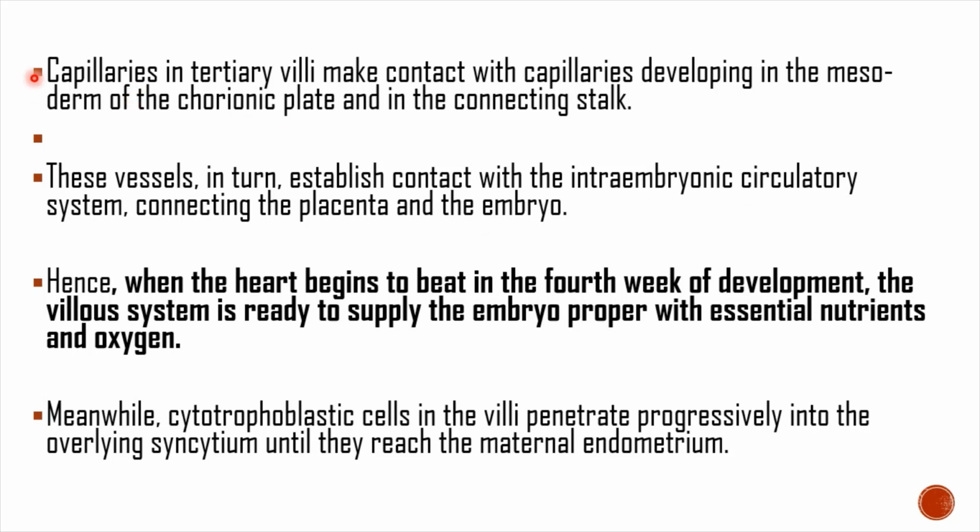Okay. So now this is the literature. Capillaries in the tertiary villi make contact with capillaries developing in the mesoderm of the chorionic plate and in the connective stalk. These vessels in turn establish contact with the intraembryonic circulation system, connecting the placenta and the embryo. Hence, when the heart starts to beat in the 4th week of development, the villus system is ready to supply the embryo proper with essential nutrients and oxygen. Meanwhile, the cytotrophoblast cells in the villi penetrate progressively into the overlying syncytium until they reach the maternal endometrium.